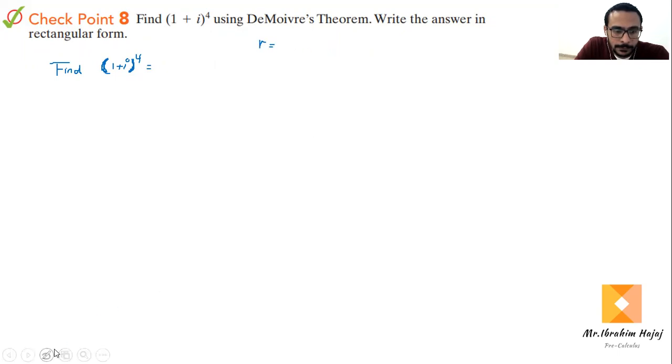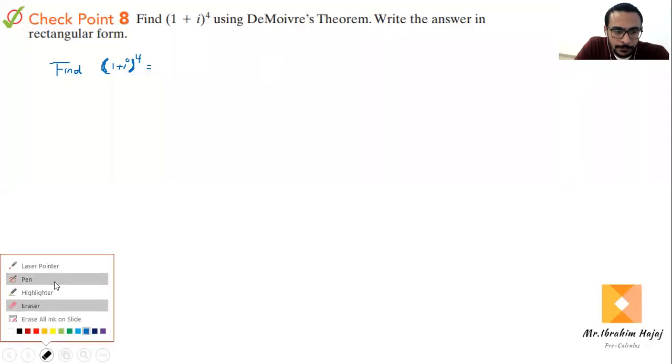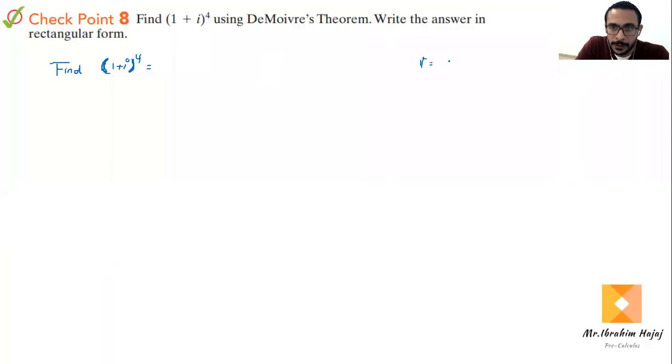r equals the square root of a squared plus b squared. i is b and 1 is a. So a squared is 1 squared plus 1 squared, and i is 1. So r equals radical 2.